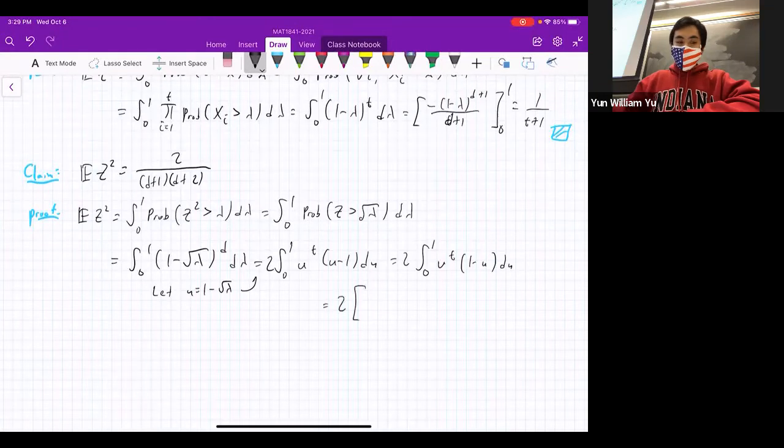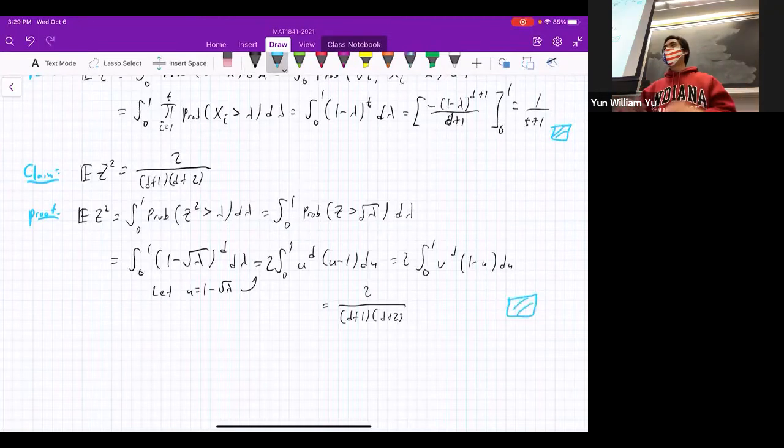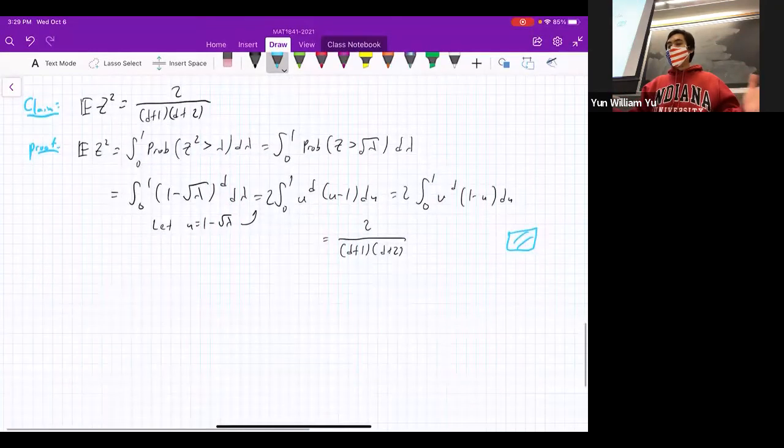2 times, well, after all these are all d's. Sorry, I changed my notation midway through and it didn't actually fix it in my notes. So after all of this, if we do all these integrations, and I'm not going to bore you with it, you end up with 2 over d plus 1 times d plus 2. Okay, so these are all particularly uninteresting proofs. Since they're all just applications of probability, we're going to figure out the moments, basically.